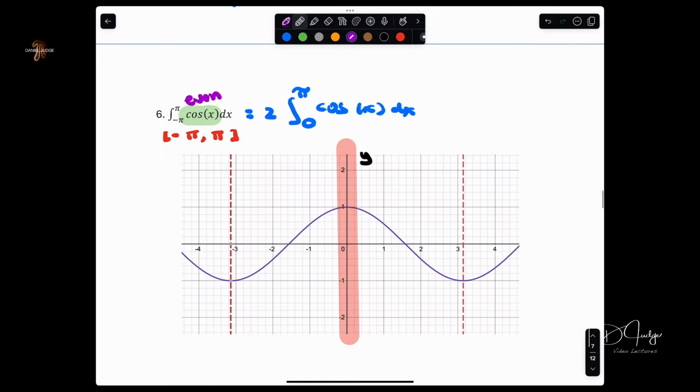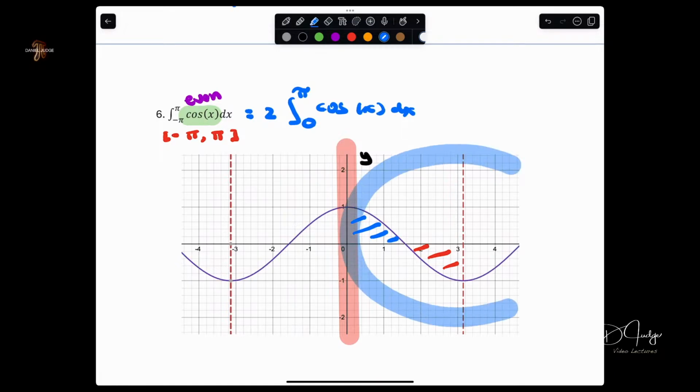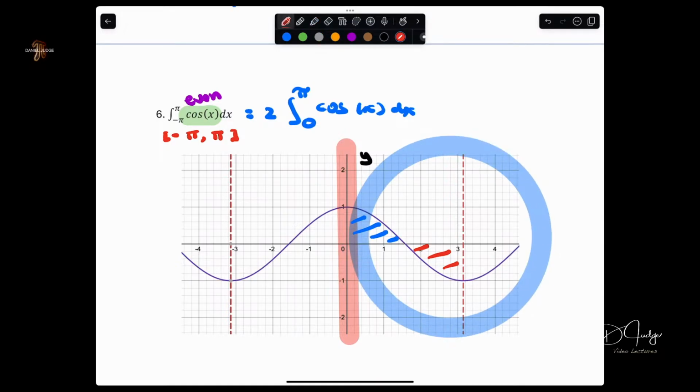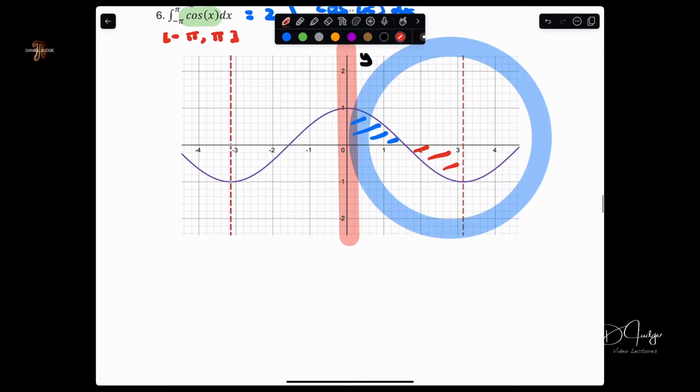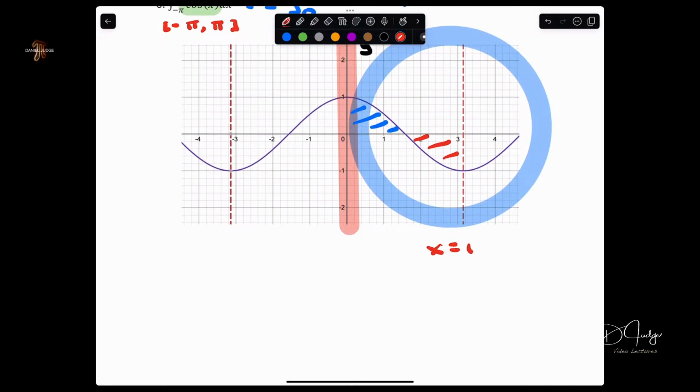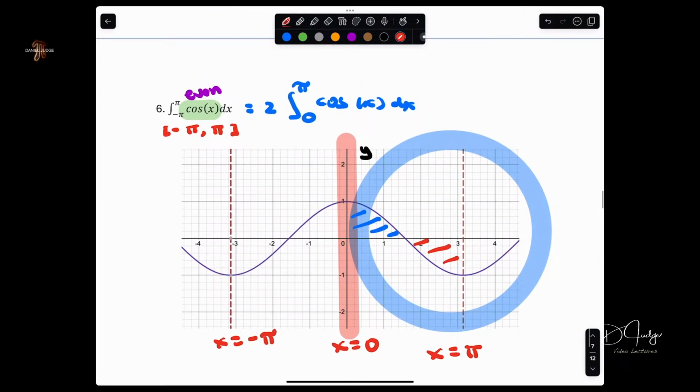So we're going to have to get the area from 0 to pi. Notice it is a net area from 0 to pi. That integral that you see is this portion here. Remember, this is x is pi. Y-axis is x is 0, and this is x is minus pi. So we just have to find that area there.